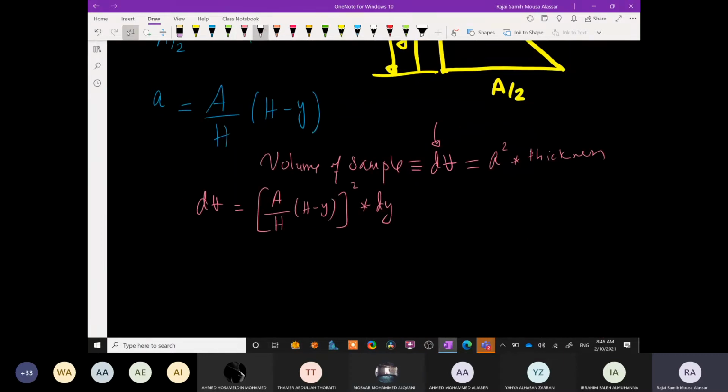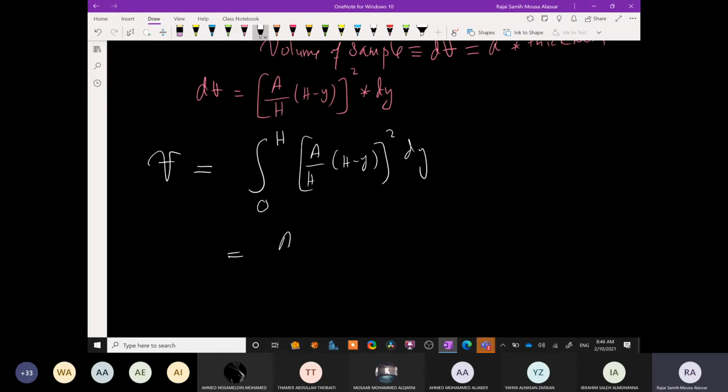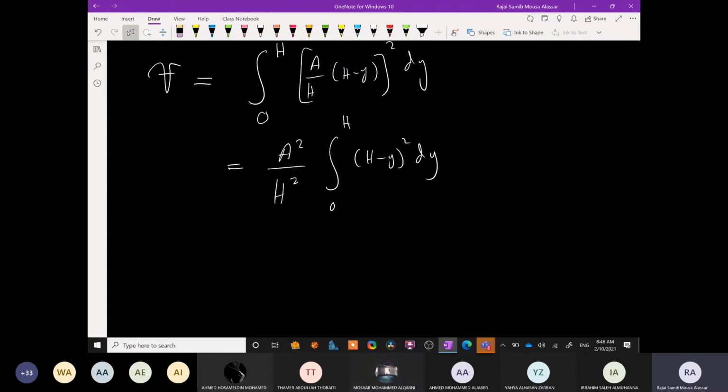Now if I want to calculate the volume, I'll just have to integrate this, which is a over h times (h minus y), the whole thing squared, dy from 0 to h. That's how I get it. Let's simplify this. We know that a is a constant, so this is a squared over h squared, correct? Integral from 0 to h of (h minus y) squared dy. You agree? Yes.